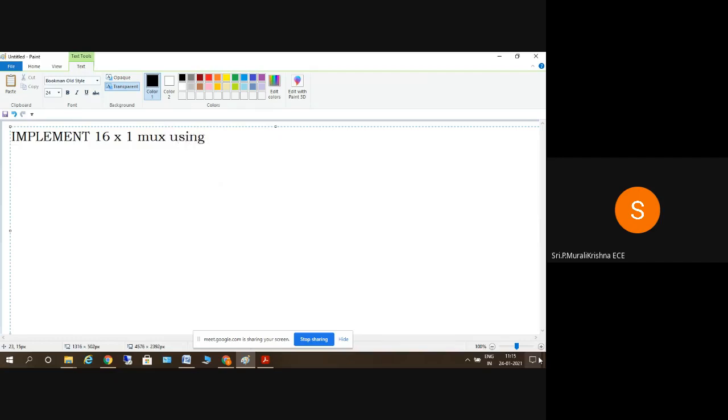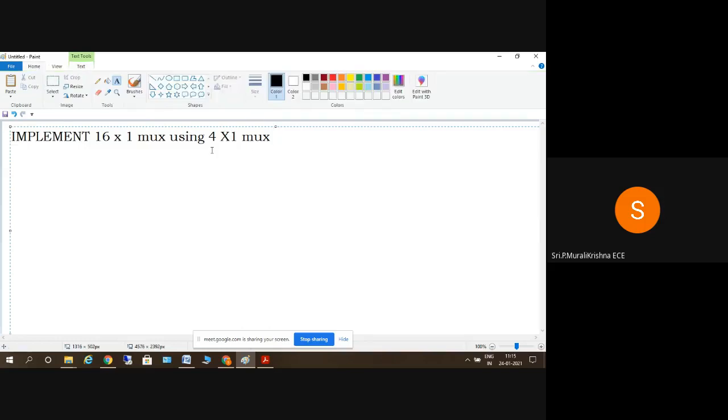Using 4:1 MUX. Okay, so implement it. First, for the 16:1 multiplexer, we need 4:1 multiplexers, that is common. So the first thing we have to do is draw them.